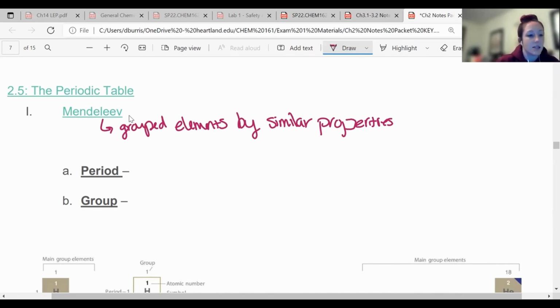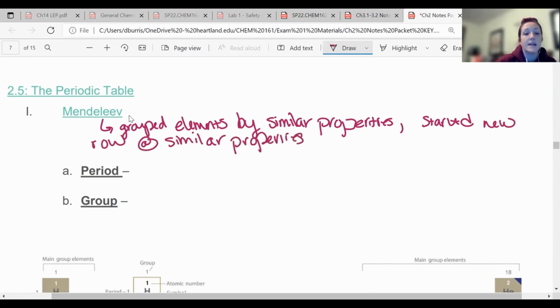So essentially, he did this. And then when he got to the repeating pattern, he would start a new row at similar properties. So the way that he figured it out is that anything that's in the same column has similar properties. The ones in the rows actually don't have similar properties. They just go by mass. But the ones in the columns are going to have similar properties.